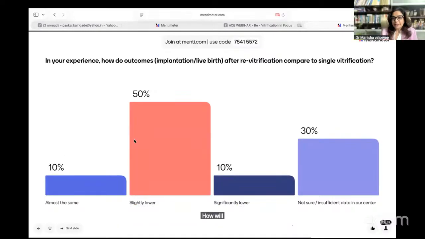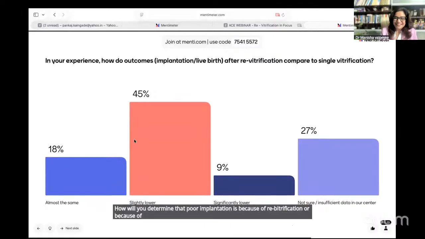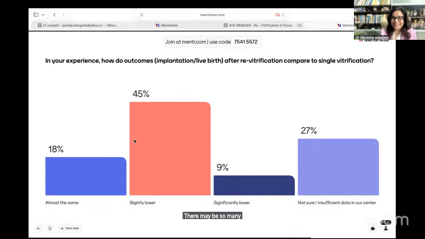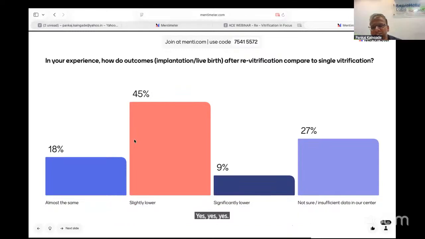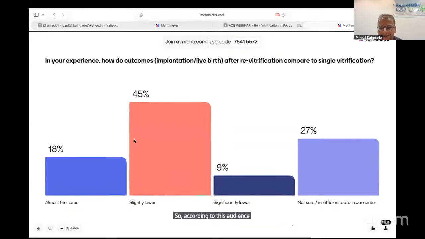How will you determine that poor implantation is because of revitrification or because of something else? There may be so many confounding factors. Yes. Actually, the first question was how many centers are practicing revitrification. The number was previously given, so accordingly, the audience is putting the numbers. So it is just a general question.